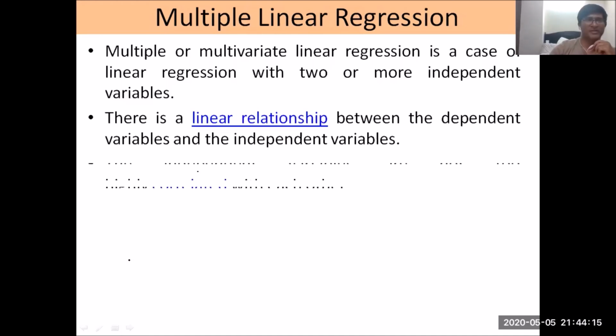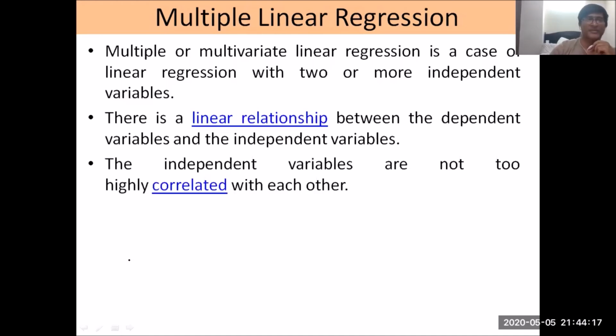So we have a linear relationship, and the relationship would remain linear in nature, right? The independent variables should not be too highly correlated with each other. That is what is desired. These independent variables that we would be talking about should not be highly correlated with each other. The more the correlation, the more difficult it would be for a model to be fitted, right?